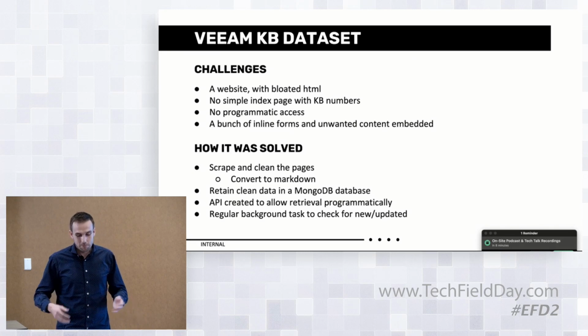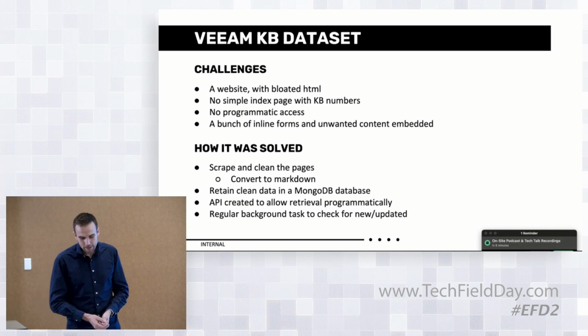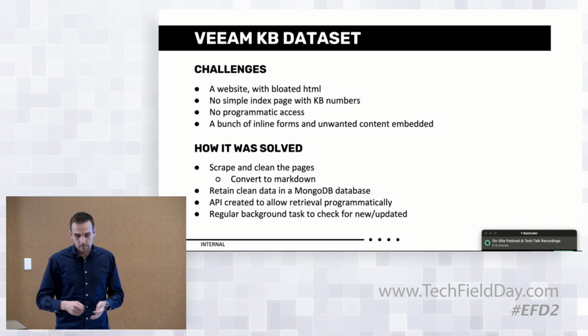There was no simple index page to get the KB numbers, so I had to get around that issue. There's no programmatic access, so I had to get around that issue. And we've talked about the inline content. So how I solved it was a bit of code. It basically goes out and scrapes the Veeam KB website, converts it to Markdown format, so it strips out all the HTML, all the embedded styles and extra div tags and things that we just don't need, gets it into Markdown format, and then I can start working with it.